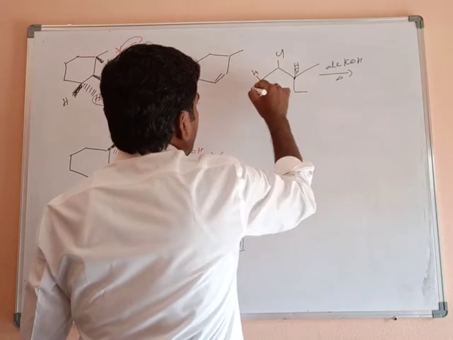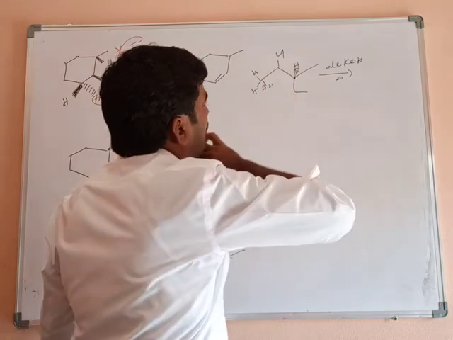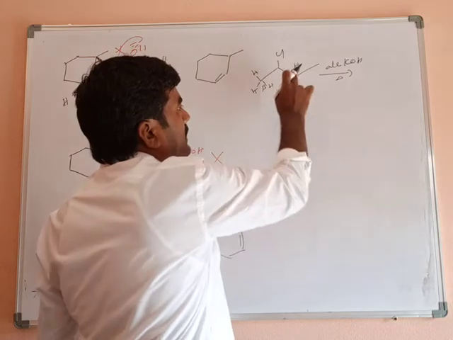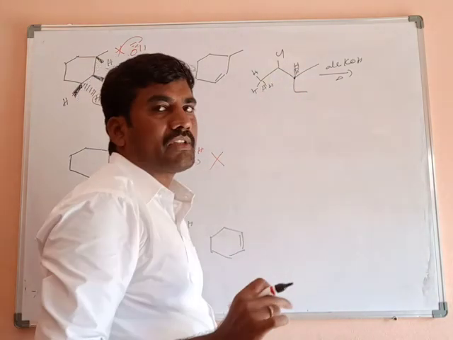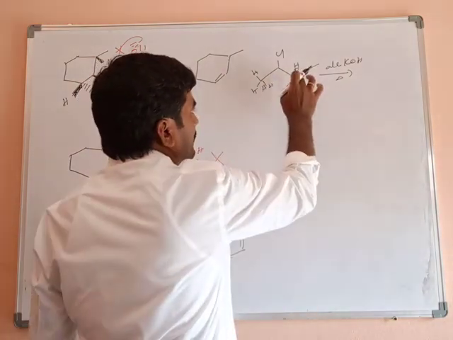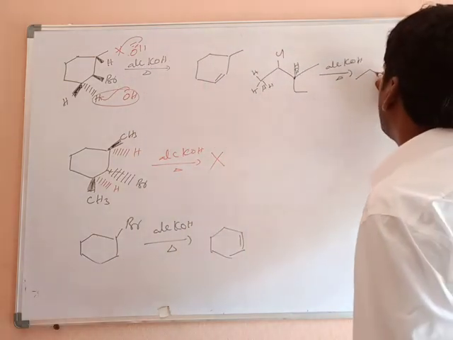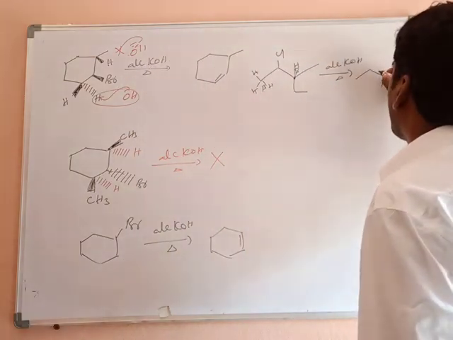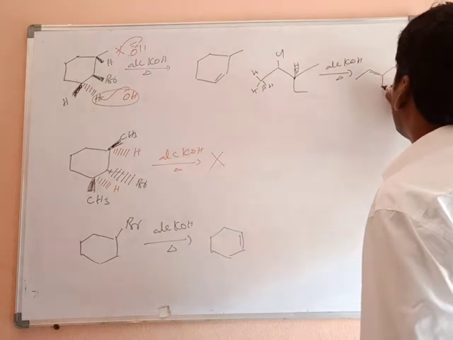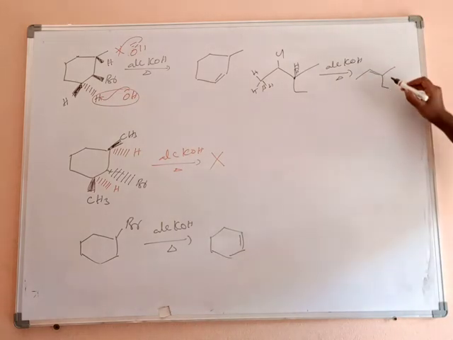Three hydrogens are there. According to the Saytzeff rule, the hydrogen atom is eliminated from the beta carbon with fewer hydrogen atoms. So from the tertiary carbon, the hydrogen atom is eliminated, and the double bond forms between these two carbon atoms.